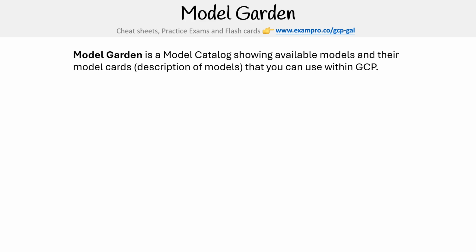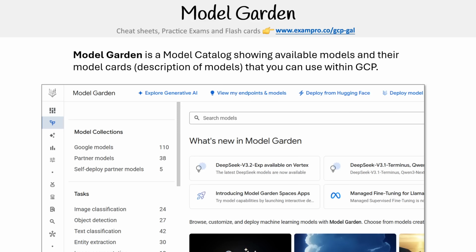Model Garden is a model catalog showing available models and their model cards, basically the description of the models that you can use within GCP. This is really straightforward. Within Vertex AI on the left-hand side, you're going to see this little thing that looks like a plant, and we're going to have a list of models that Google has. So they have their foundational models, or Google models here, partner models, and then models you can deploy, and they break them down by task.